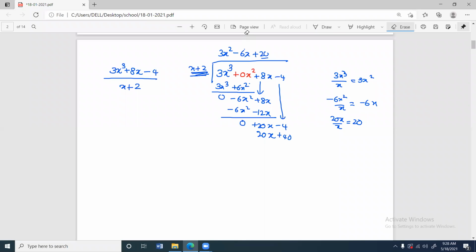I will erase it, otherwise it's kind of confusing for you all. Then subtract it. 20x minus 20x is 0. Minus 4 minus 40 is minus 44. Your final answer is 3x squared minus 6x plus 20 as the full number. The remainder is minus 44 over x plus 2. That's a way of writing this answer.